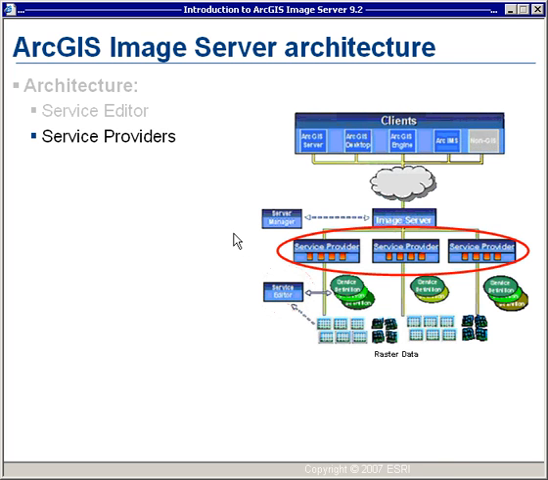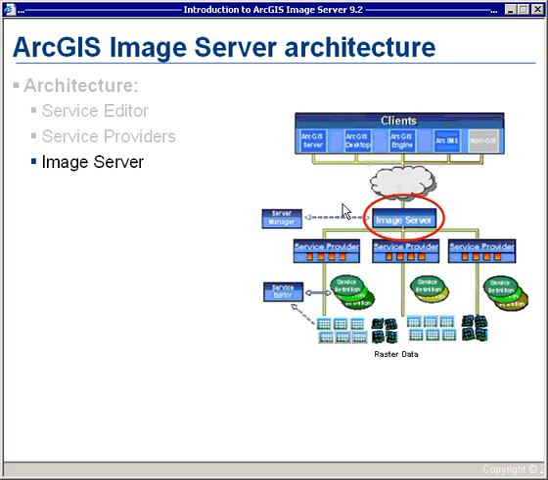The service providers are the workhorses of the system, reading the image service definitions and generating the output for each client request. This component can be installed on multiple machines to support many client requests. The image server itself serves as a single point of contact for the clients and acts as a request broker. When a request is received from a client, Image Server determines which service provider is the best to satisfy that request based on how busy they are. This allows the demand for image services to be balanced among multiple service providers.